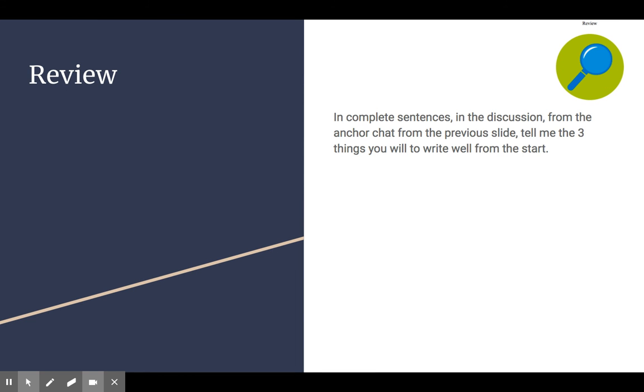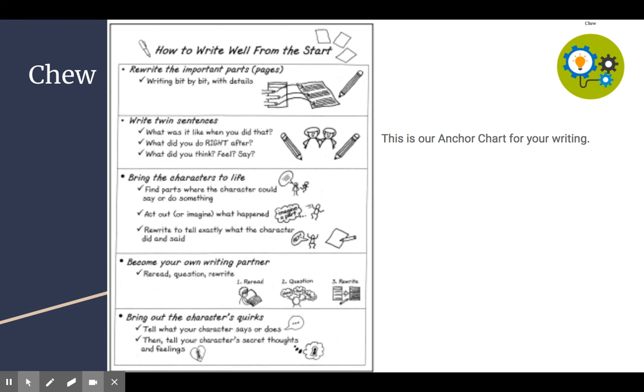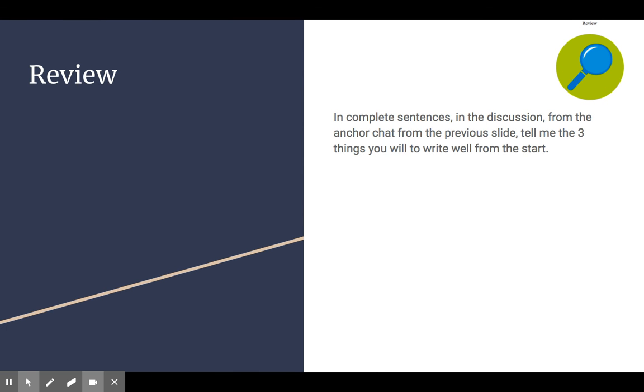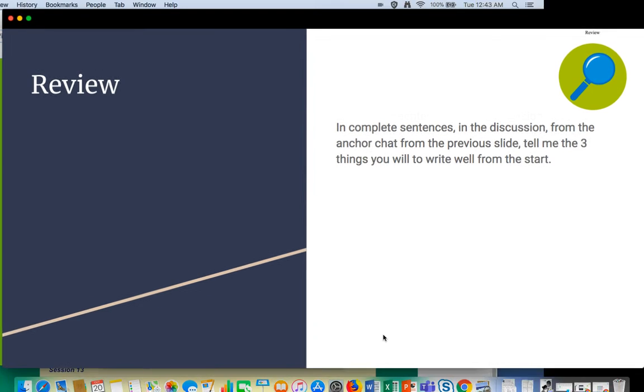So this is your review. Using complete sentences in the discussion, from the anchor chart from the previous slide, tell me three things you will write well from the start. All right. So three things from this anchor chart. Okay. Please post that in the discussion, and that will be your review for the day.